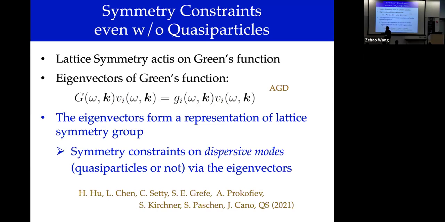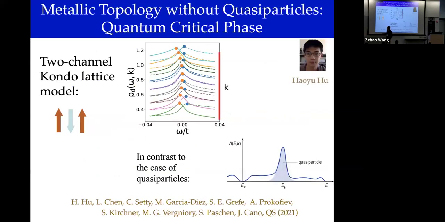And because of that, the symmetry constrains the generalization of the notion of degeneracies or lack thereof. It turns out to be on spectral functions, but if the spectral function has some peaks, even though it's not a sharp peak, if it's still dispersing, then symmetry can constrain these dispersive modes, regardless of whether they are describing quasi-particles or not. So that turns out to be essential for what I'm going to describe. So here's one example.